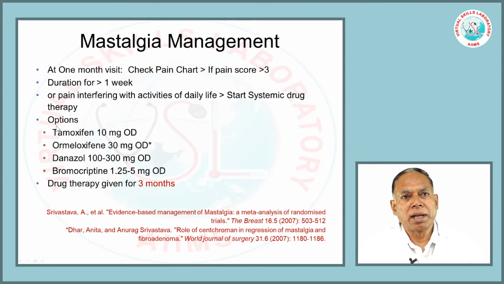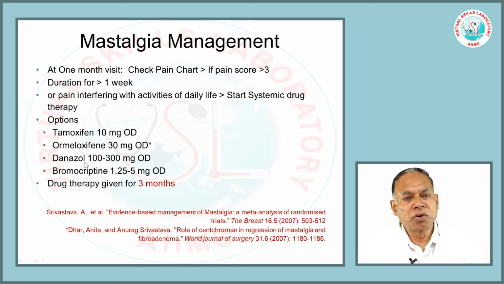administer some systemic therapy in the form of an anti-estrogen therapy like Tamoxifen, 10 milligram once a day for 3 months. This is half the cancer dose in breast cancer with hormone receptor positive tumors. We recommend 20 milligram daily for a period of 5 years or even longer in some situations. Another anti-estrogen drug is called Ormeloxifene. It is recommended in the dosage of 30 milligram once a day or on alternate days.